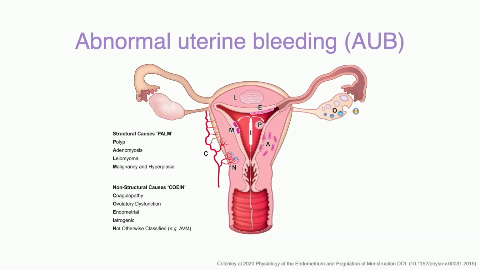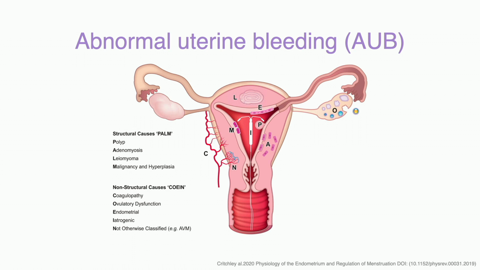So these are the most important aspects of female physiology. You see, it's not that complicated. Let's move on to pathology now. This schematic gives you an overview of the most important pathologies causing abnormal uterine bleeding. They can be categorized as either structural or non-structural in nature.